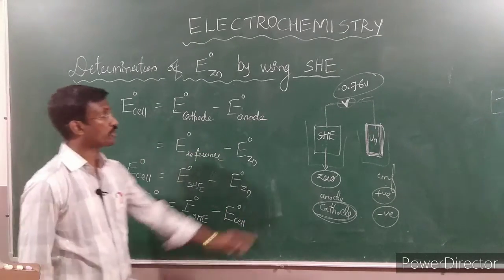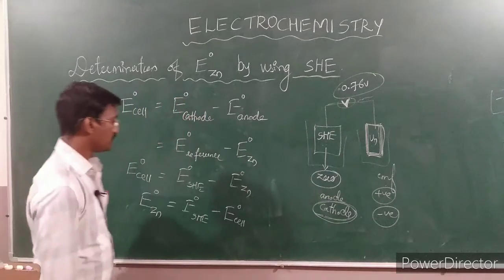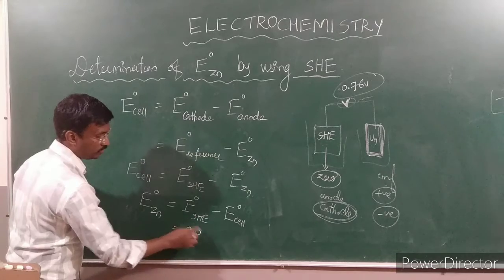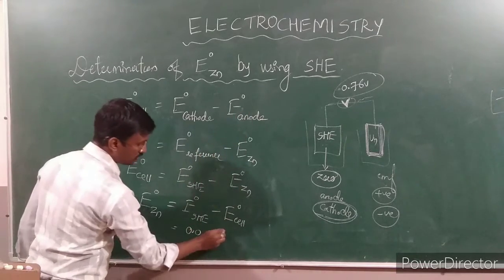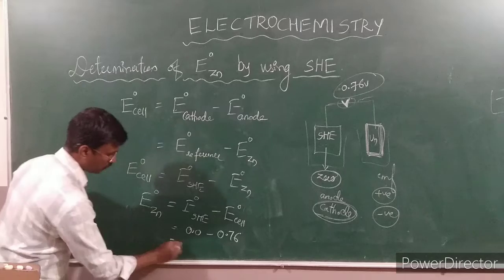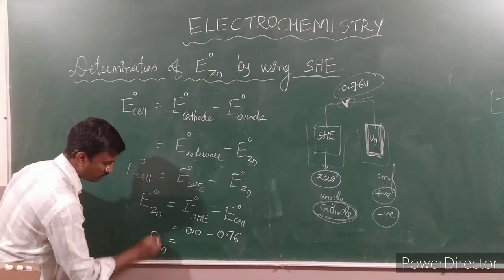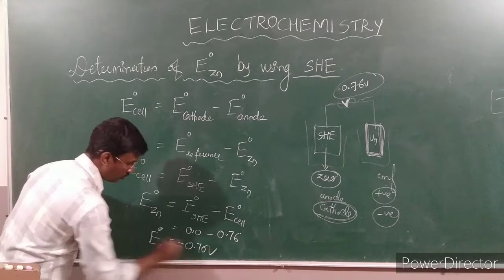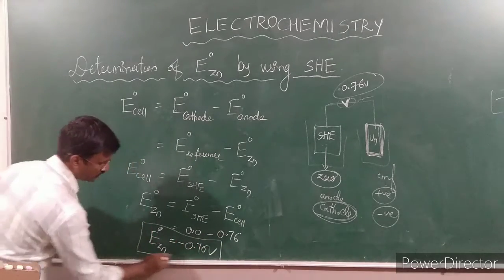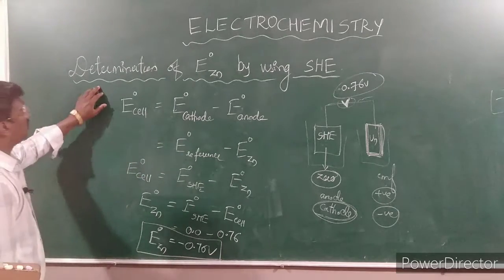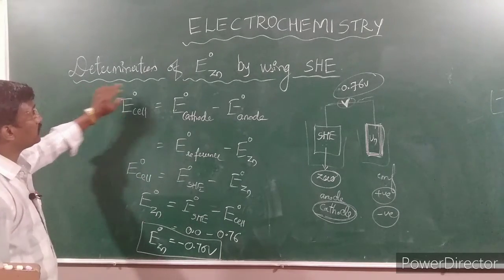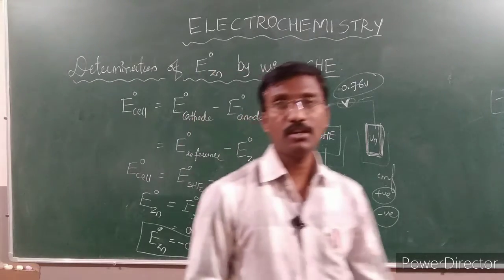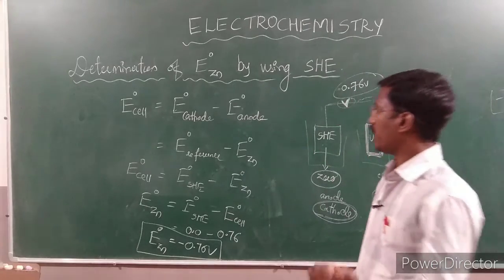How much electrode potential did we observe here? 0.76. It is E cell naught. This is the SHE value 0.0 minus the observed value 0.76. Therefore, the standard electrode potential of zinc is minus 0.76 volt. If they ask you to determine or calculate the standard electrode potential of zinc by using SHE, you have to write the words which I have given in the notes.